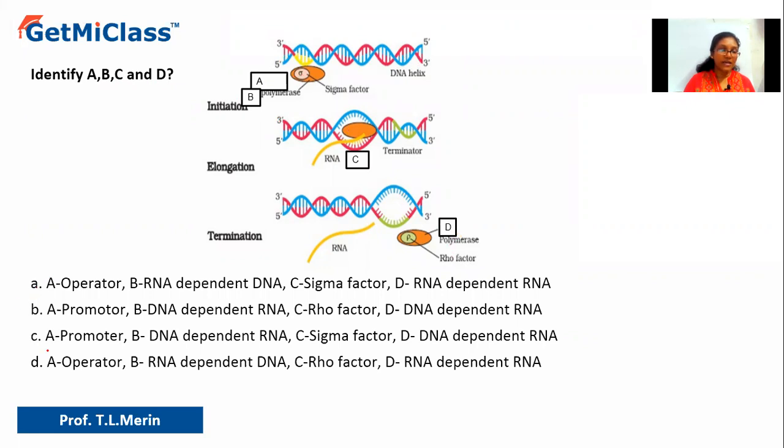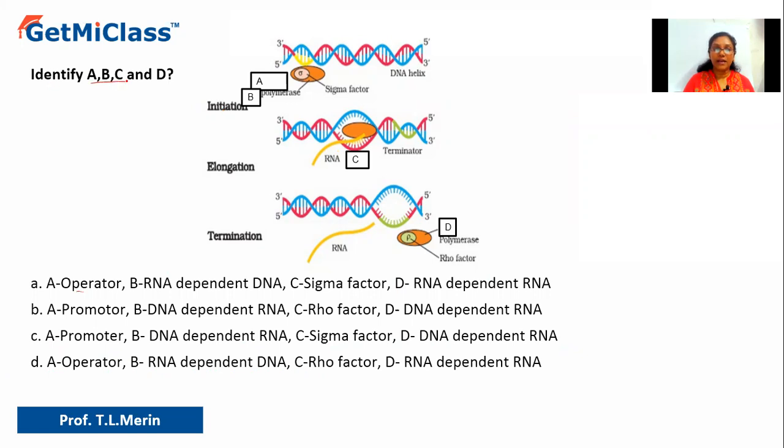And they have given options here, where option A means A is operator, B is RNA dependent DNA, and C is sigma factor, D is RNA dependent RNA. Option B says A is promoter, B is DNA dependent RNA, C is Rho factor, D is DNA dependent RNA. Option C says A is promoter and B is DNA dependent RNA, C is sigma factor, D is DNA dependent RNA. Option D says A is operator, B is RNA dependent DNA, C is Rho factor, and D is RNA dependent RNA. So let us understand the question.